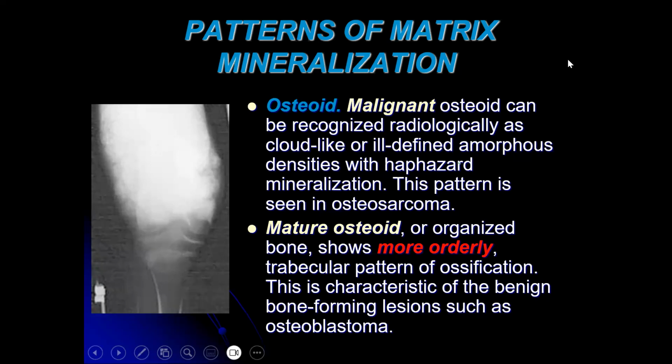The patterns of matrix mineralization. Malignant osteoid can be recognized radiologically as cloud-like or ill-defined amorphous densities with haphazard mineralization. This pattern is seen typically in osteosarcoma. Mature osteoid, or organized bone, shows a more orderly trabecular pattern of ossification, and this will point to a benign lesion.